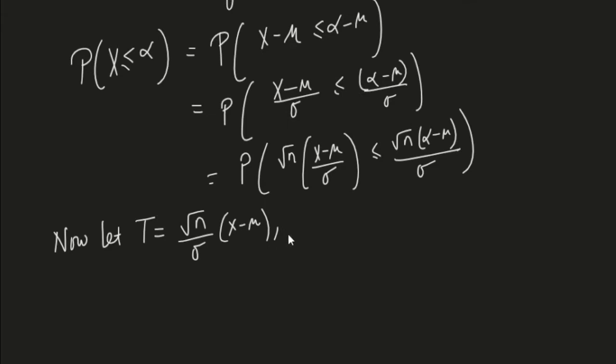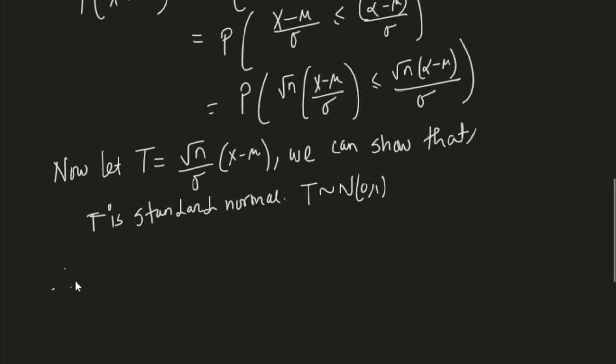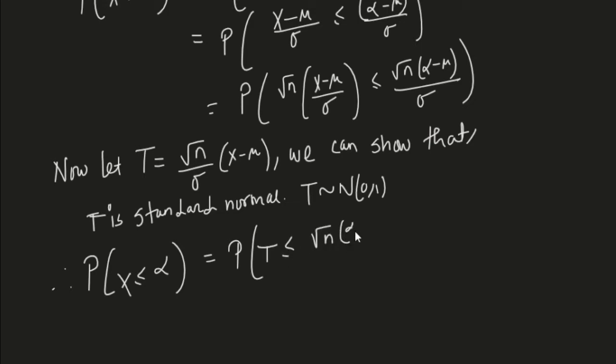We can show that t is standard normal, that is, t follows normal of 0 comma 1. So when this happens, therefore the probability of x less than or equal to alpha would just be the probability of t less than or equal to root n times alpha minus mu by sigma, right?